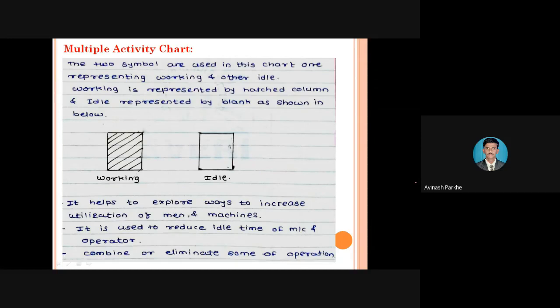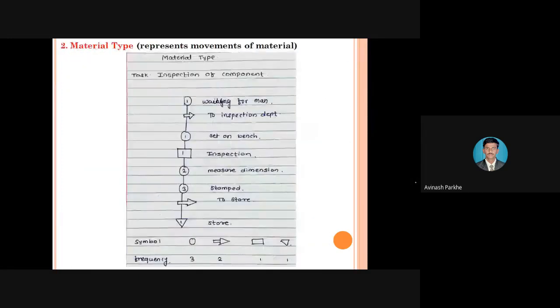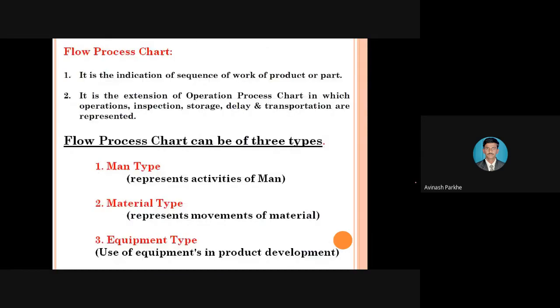We are discussing the recording techniques which are used in method study, and we have started with the first type, that is charts. In the previous lecture we discussed the flow process chart. What is the use of that particular flow process chart? Whatever limitations are there for the operation process charts, how are they eliminated through this flow process chart?